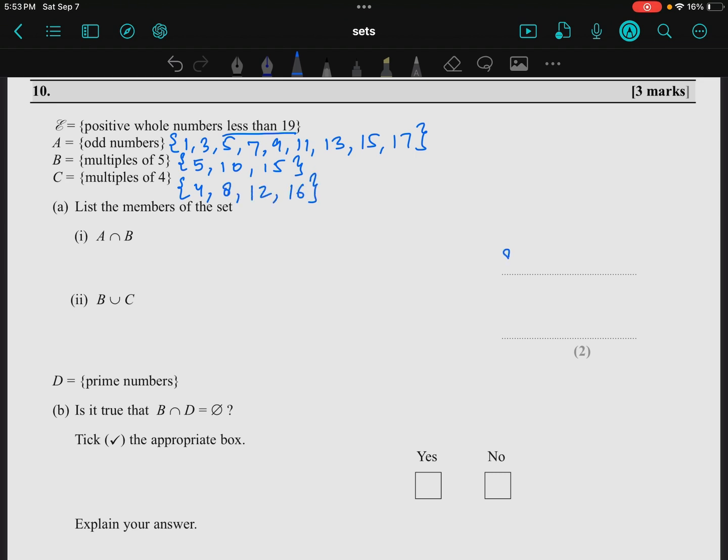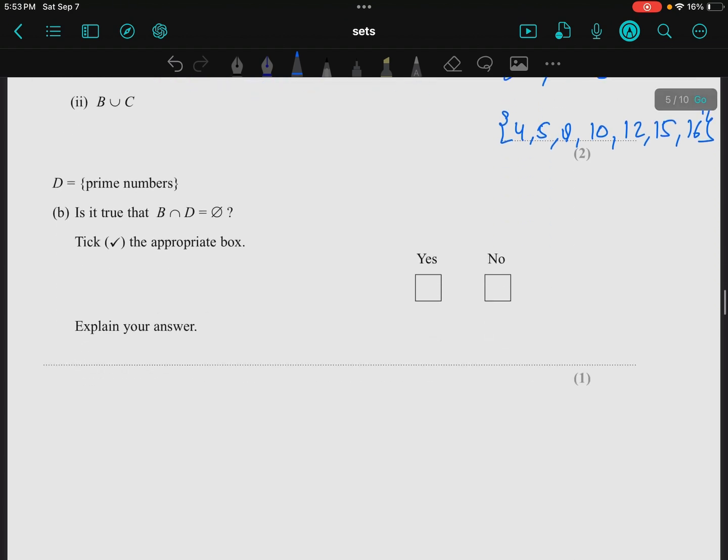Then A intersection B, whatever is common, which is 5 and 15. Both are common between these two sets. B union C is 4, 5, 8, 10, 12, 15, 16. All elements in B and C.